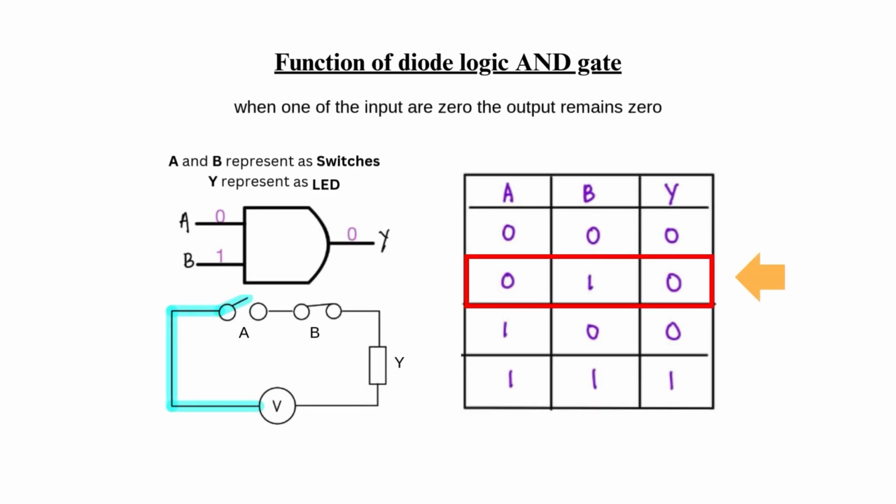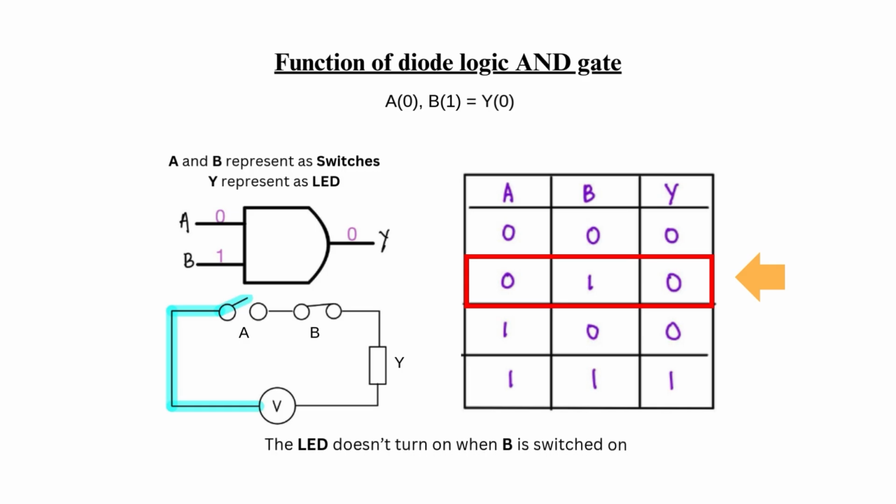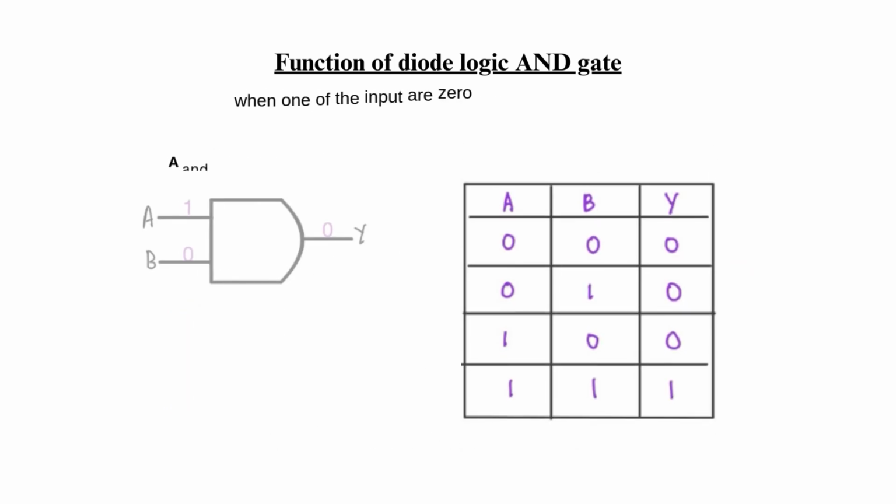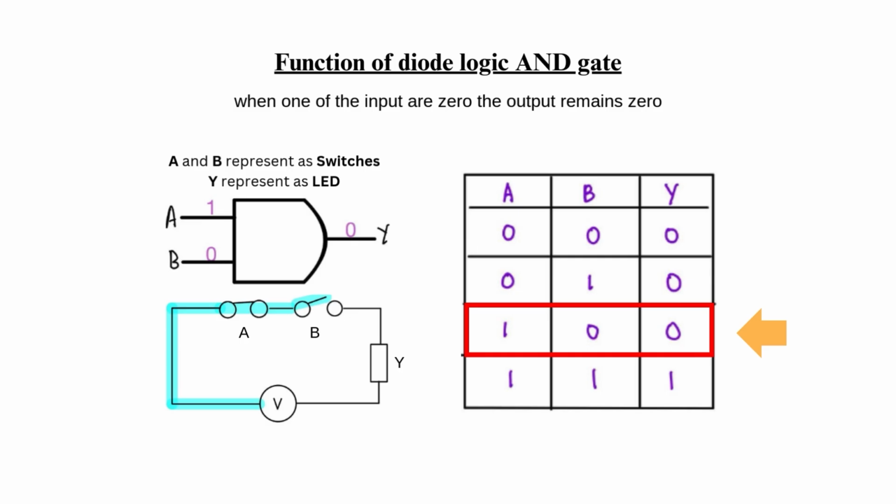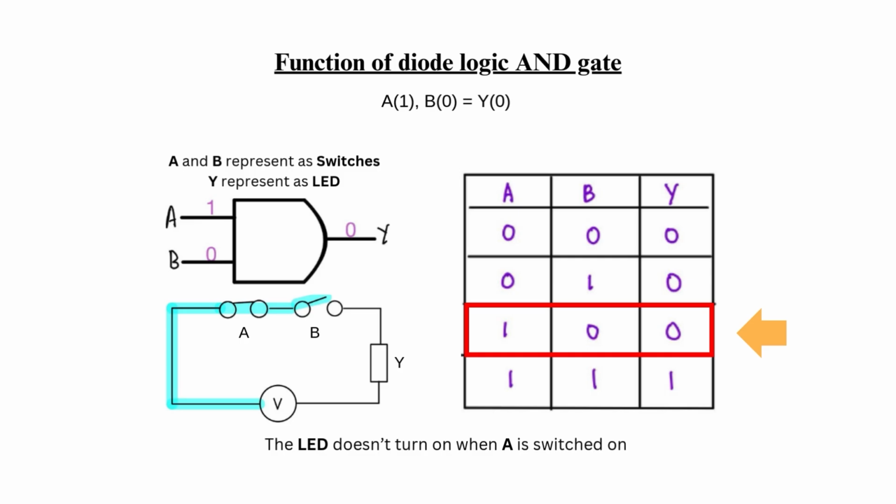Then, when one of the inputs is 0, the output remains 0. In this case, A is 0 and B is 1. The LED doesn't turn on when B is switched on. For this case, A is 1 and B is 0, yet the output remains 0. The LED doesn't turn on when A is switched on.